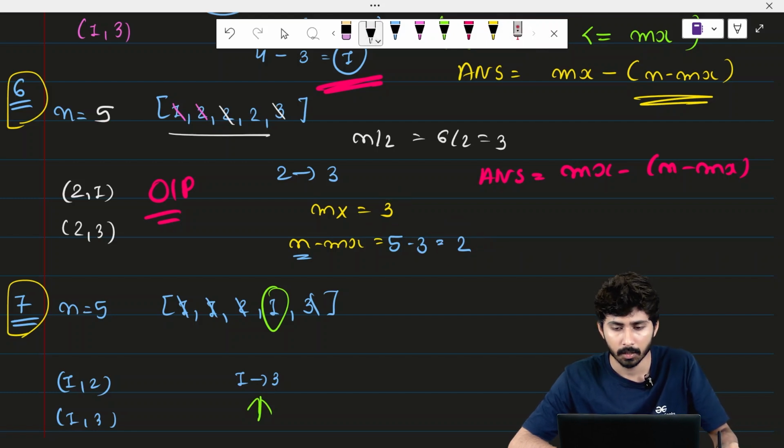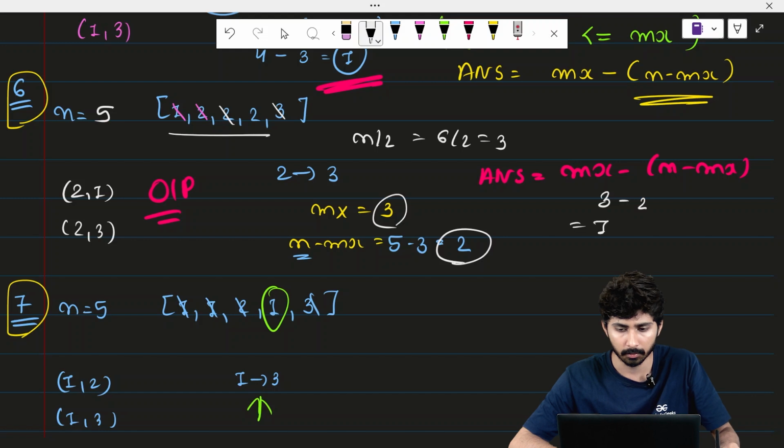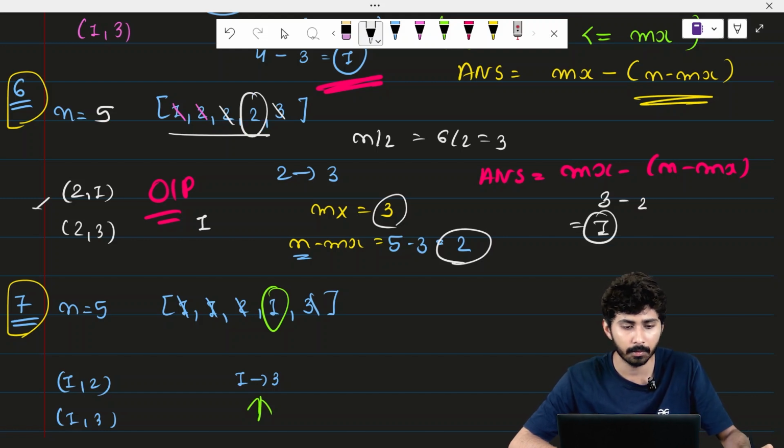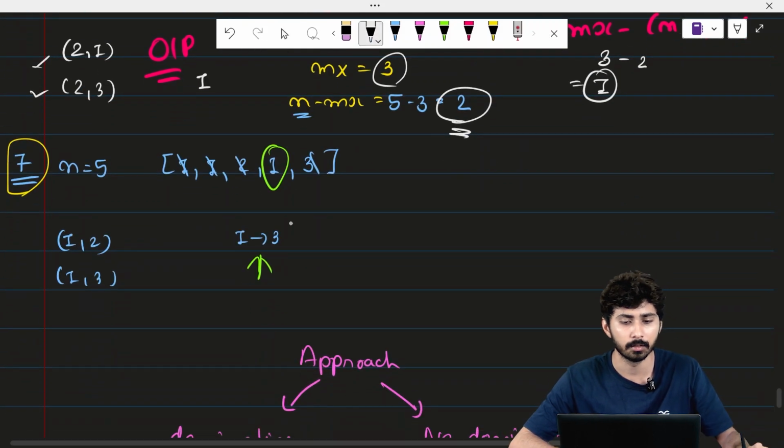So you can observe what pairs you can make. You can make 2 pairs. This decides how many pairs you can make, and this decides how many elements will be remaining. So 3 minus 2, that is 1. So the output comes out to be 1. Here also you can observe 2 pairs are available, and this is also 2 pairs.